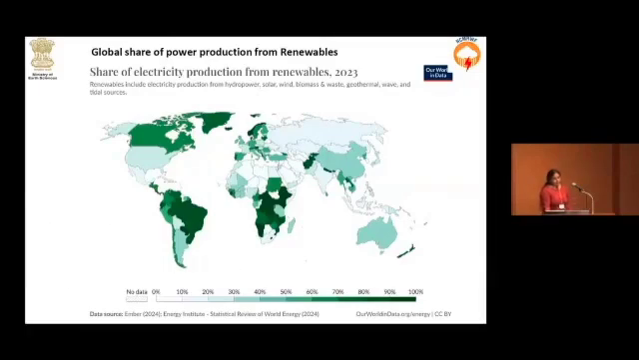This is for 2023, and if you see, in most of the countries, the share of electricity production is coming from renewable sources. Many countries have shifted to renewable sources, more than 70%. You can see some countries over South America, South Africa, then parts of the US, then Europe, and some parts of Asia also. So the tendency is that all are moving towards renewable sources for electricity production.